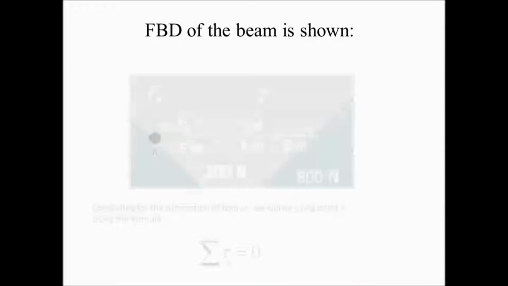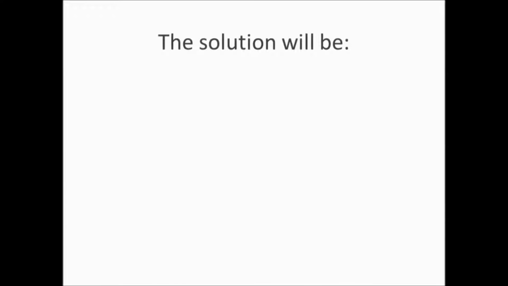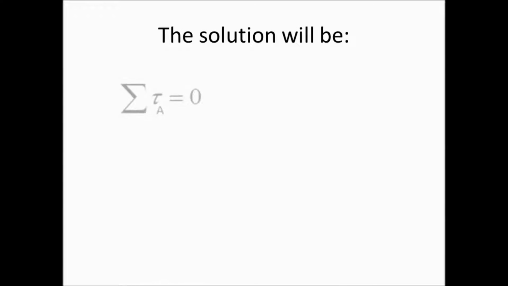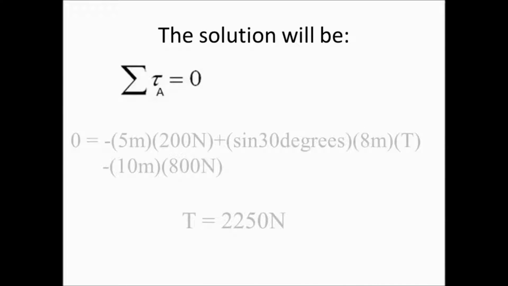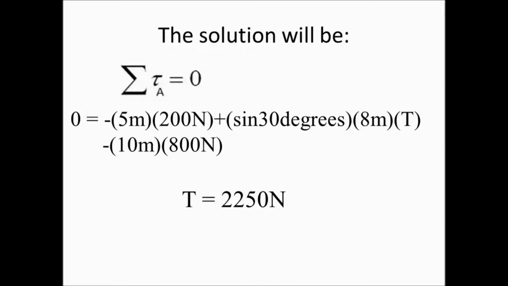Free body diagram of the beam is shown. Computing for the summation of torque, we will be using point A. Using the formula, summation of torque at point A is equal to 0, the solution will be: 0 is equal to the torques of all the objects acting on the beam with respect to point A. T is the variable for the unknown tension. T will now be equal to 2,250 newtons.